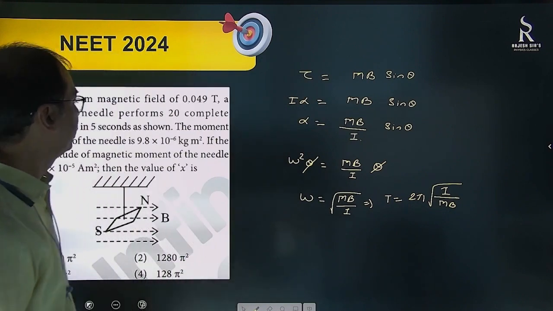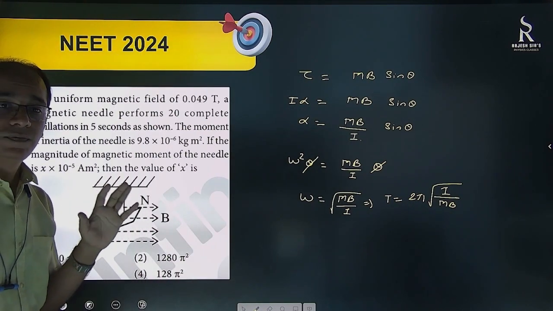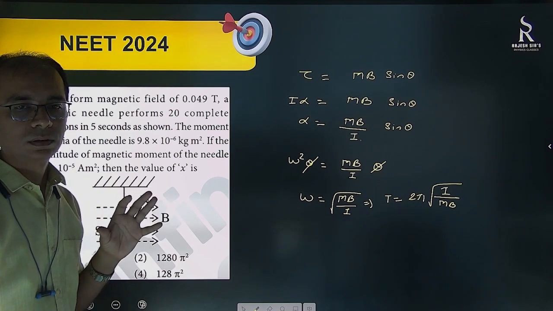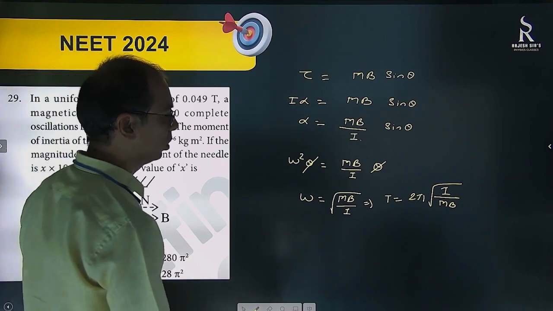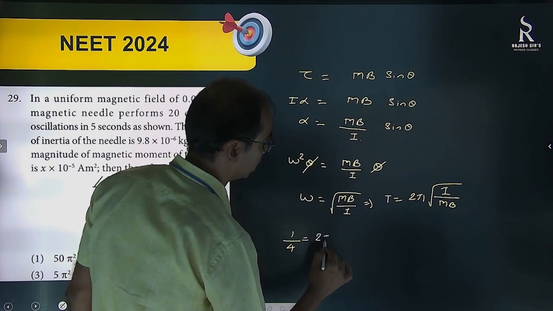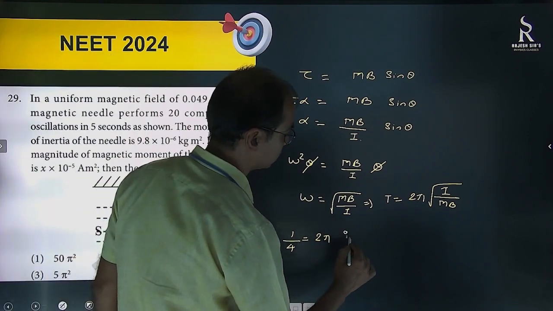And the time period is how much? He says 20 complete oscillations in 5 seconds. In one oscillation, how much time has it taken? 5 by 20, that is 1 by 4. So put it here, 1 by 4 equals 2 pi. Now put the values. I is given as 9.8 into 10 to the power minus 6.